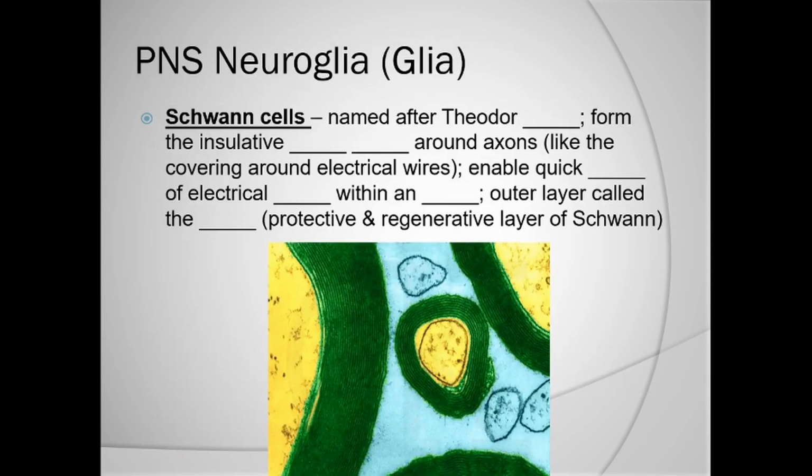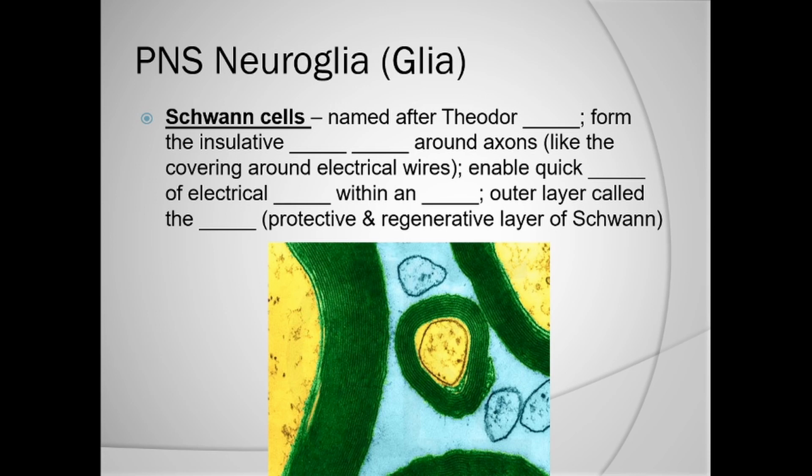So we'll look at the 2 PNS neuroglia or glia. Schwann cells. And Schwann cells are named after a scientist. His name was Theodore Schwann. If you have biology, he was involved in devising the cell theory. He discovered and stated that all animals are made of cells, so this went against spontaneous generation, and so he helped form the cell theory.